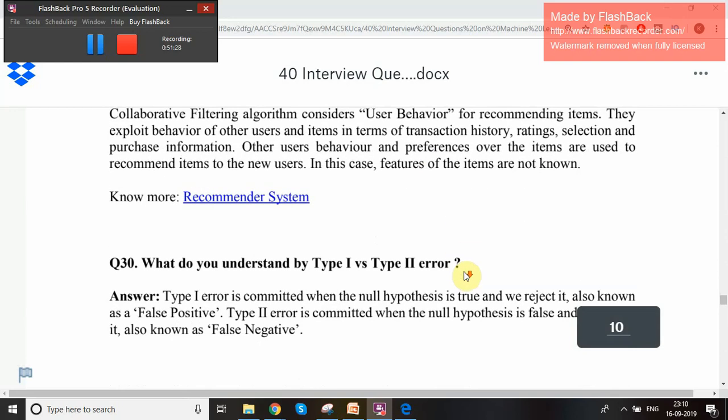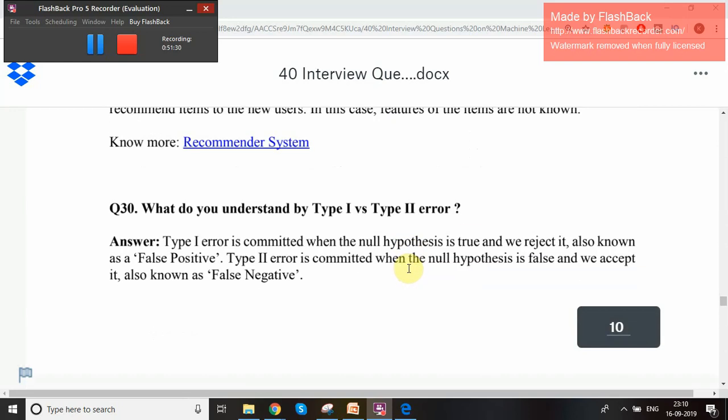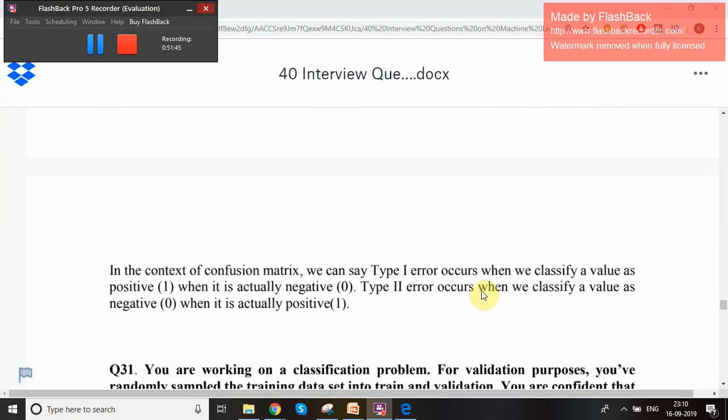What do you understand by type 1 and type 2 error? False positive and false negative. Type 2 error is when the null hypothesis is false and we accept it, known as a false negative. We already discussed type 1 and type 2 errors in the earlier sessions, so please make a note of it.